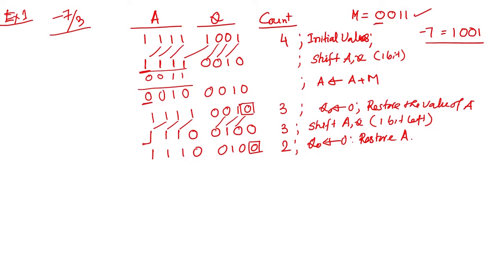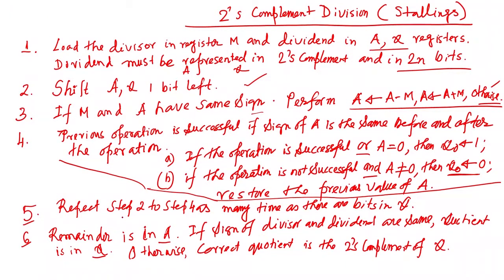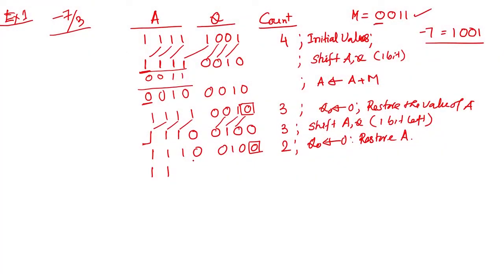So, again we go back here, repeat step 2 to step 4. Again you go to step 2, shift left, and if the sign is different, then you add it, otherwise subtract it. Okay. So, here shift left. So, this should be 1, this should be 1, this should come here, this 0 will come here, this 1 will come here, this 0 will come here, this 0 will come here, this 0 will be added here.